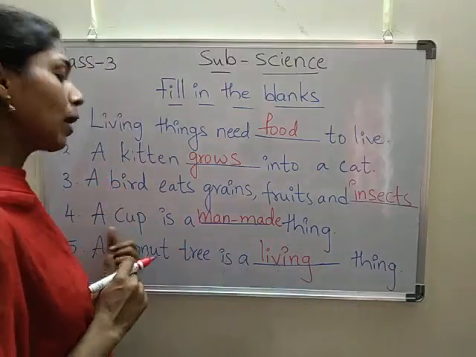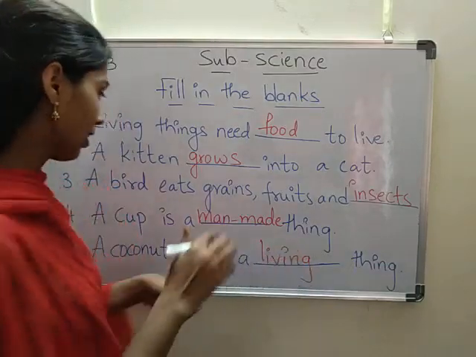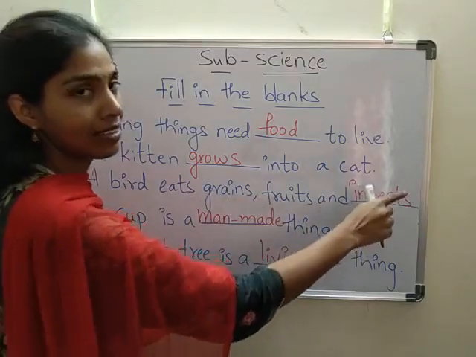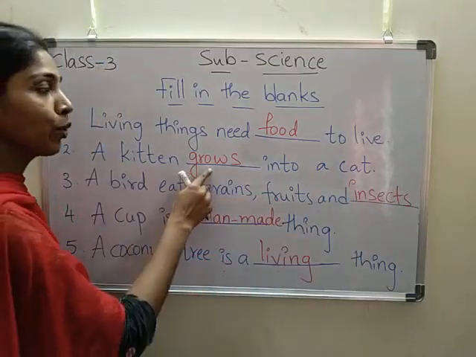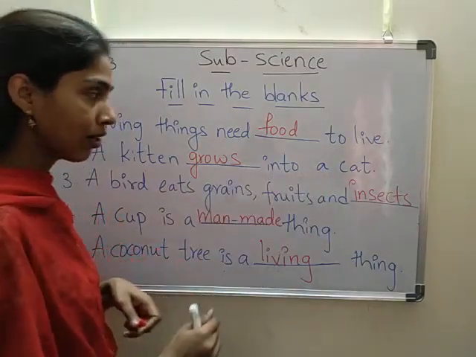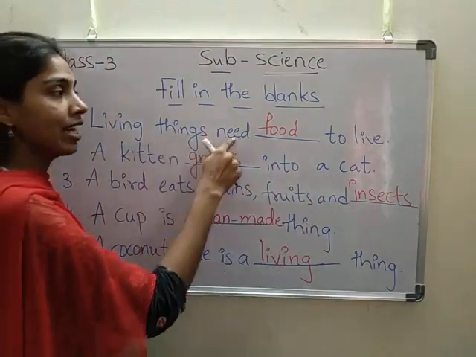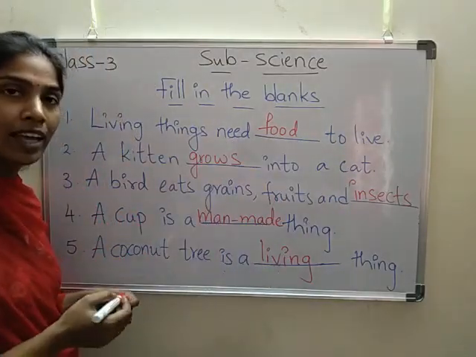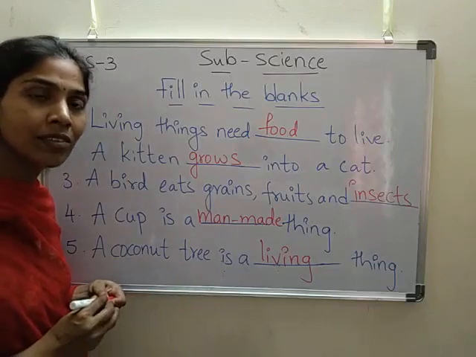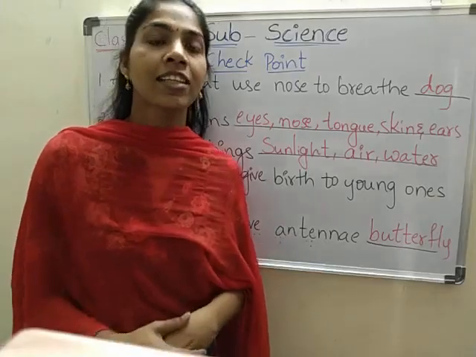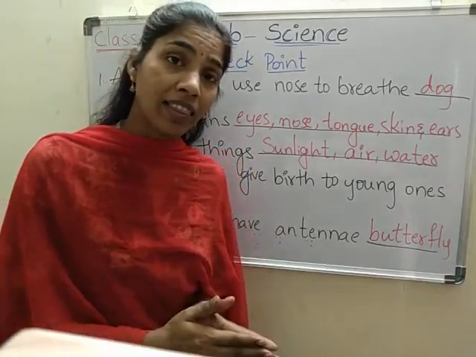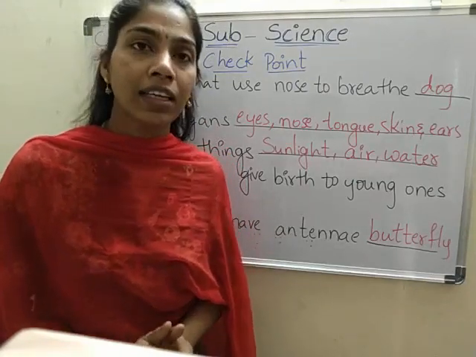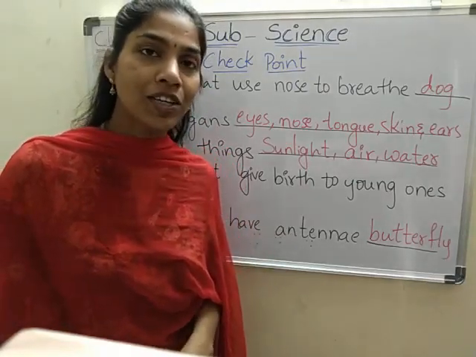Okay. Next, a cup is a man-made thing. Okay. Next, a bird eats grains, fruits and insects. Okay. Next, a kitten grows into a cat. Okay. Next, living things need food to live. Okay. Children, please note down these bits, okay, and learn it. Will you learn, children? Okay. Children, draw any 5 pictures of man-made things and natural things and paste in your scrapbook and learn spellings. Will you learn spellings, children? Okay.